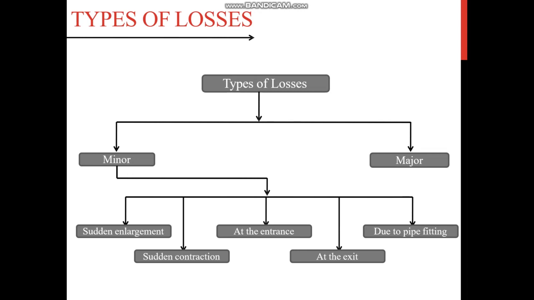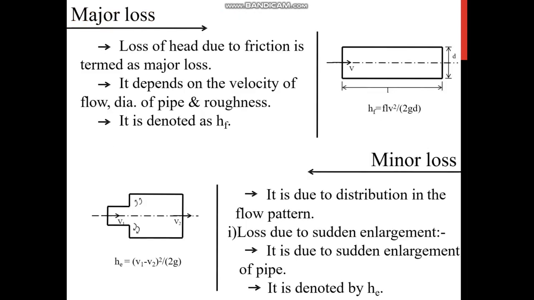So this question usually carries 5 marks. What are the different losses? You can write major loss, minor loss. Major loss is a frictional loss. Minor loss is again classified as the sudden enlargement loss, sudden contraction loss, the loss at the entrance of the pipe, the loss at the exit of the pipe, and the loss due to the pipe fitting. Here we'll take one by one in detail.